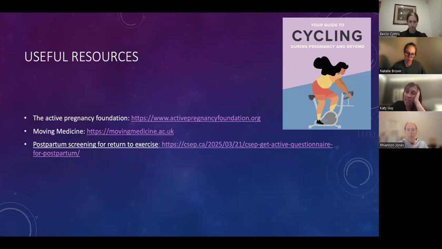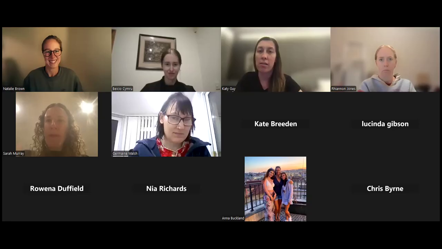The cycling poster at the top is actually what is on the Active Pregnancy Foundation. If you type in cycling, it's got a little booklet on both pregnancy and postpartum. And then you've got moving medicine and the postpartum screening for return to exercise link is there also. And I will stop sharing.